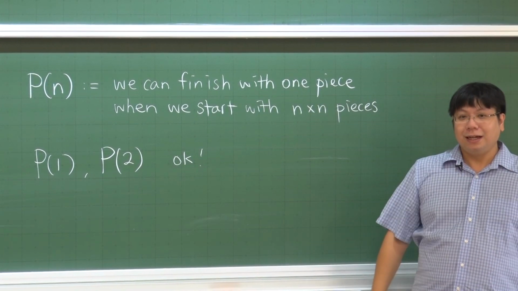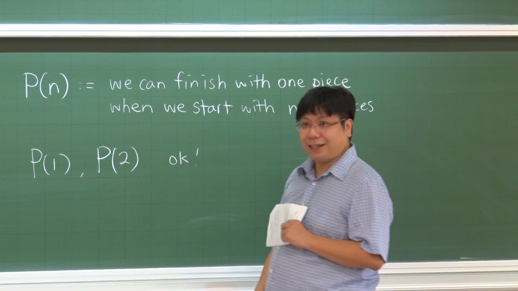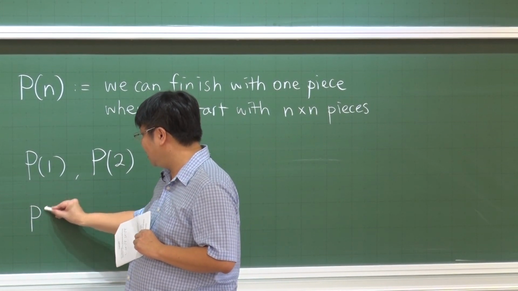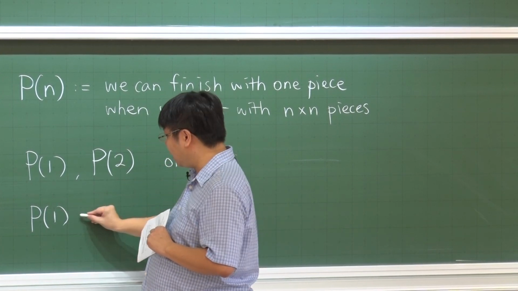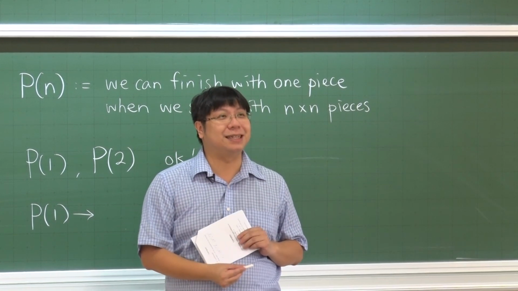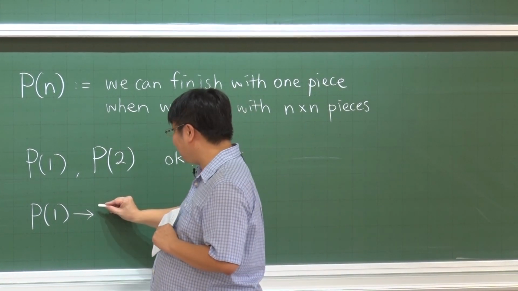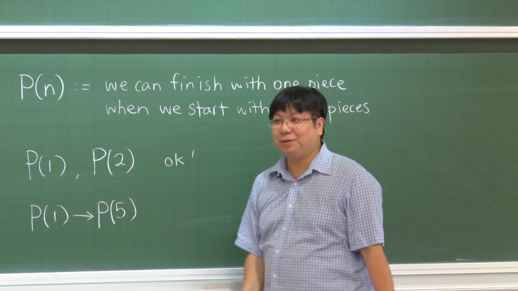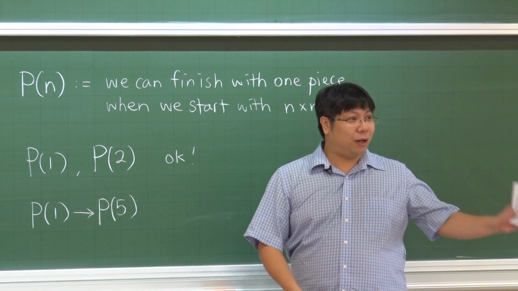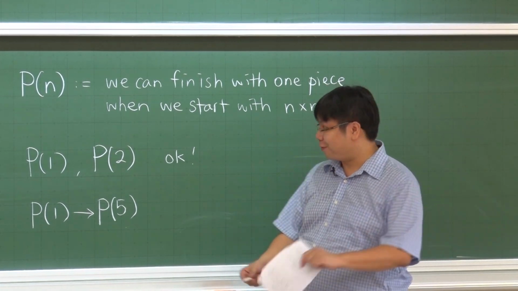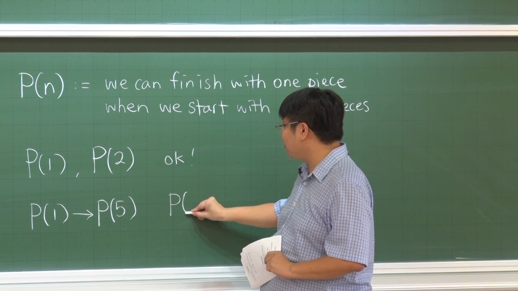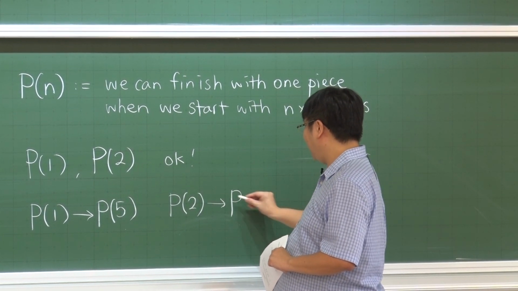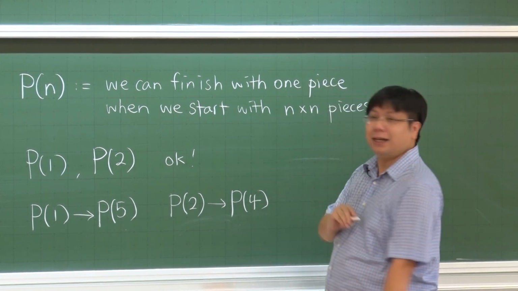Is that okay? And now what we are going to show is that if P1 is okay, then which one is okay? Let me see. Then P5 is okay. Interesting. So it is not like 1 goes to 4, it's 1 goes to 5. So we are also going to show that if P2 is okay, then P4 is okay.